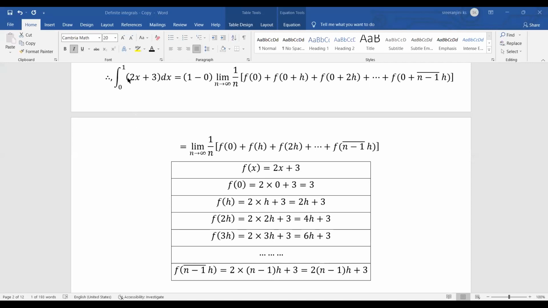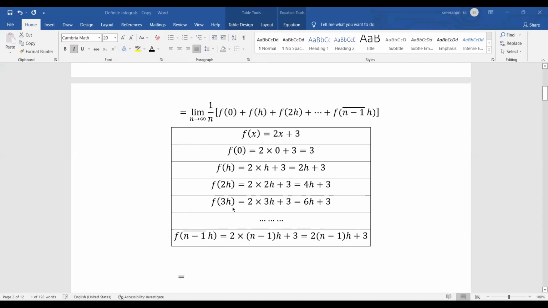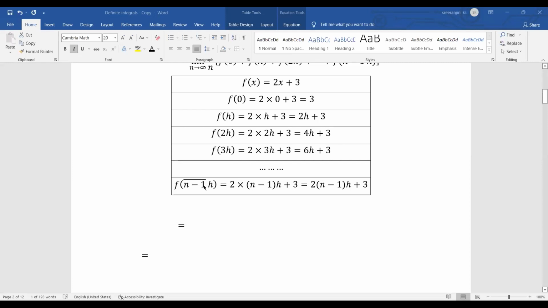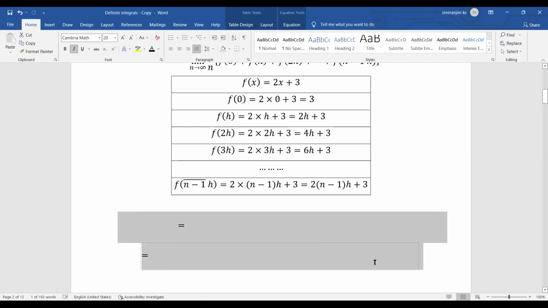Now, f of x is 2x plus 3. So f of 0 is 2 into 0 plus 3, 3. f of h is 2 into h plus 3, 2h plus 3. f of 2h is 2 into 2h plus 3, 4h plus 3. f of 3h is 2 into 3h plus 3, 6h plus 3. Similarly, proceeding like this, f of (n minus 1)h is equal to 2 into (n minus 1)h plus 3, which is 2(n minus 1)h plus 3. Okay. Now, coming to the problem.